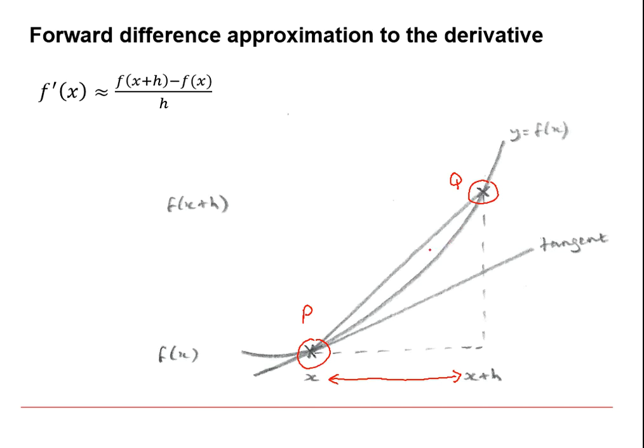So we're interested in the gradient of the curve at P, which is the gradient of the tangent at P, and as an approximation to that gradient we're going to take the gradient of the chord PQ. So that gradient is going to be, if we consider distance up over distance along, the distance up is f of x plus h minus f of x, and then the distance along is just h.